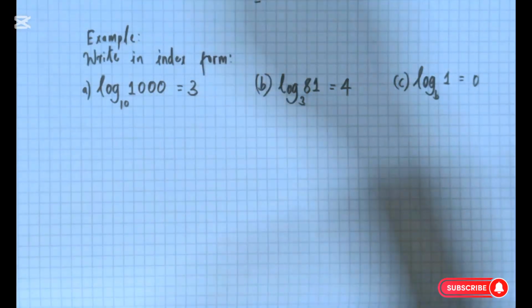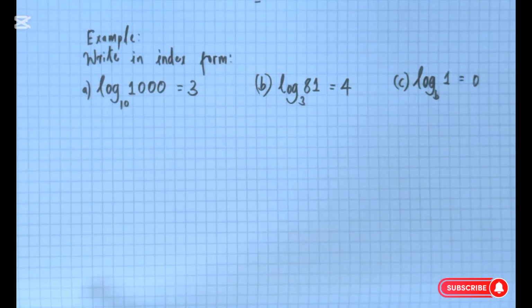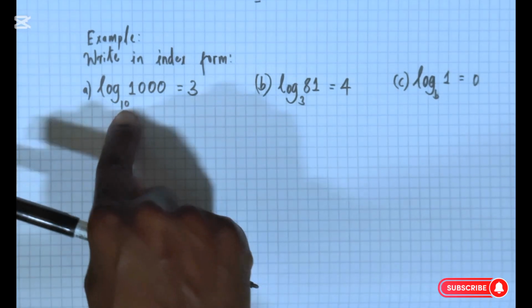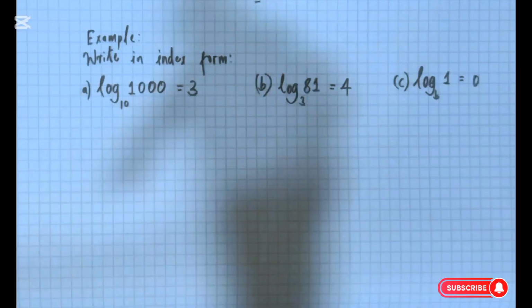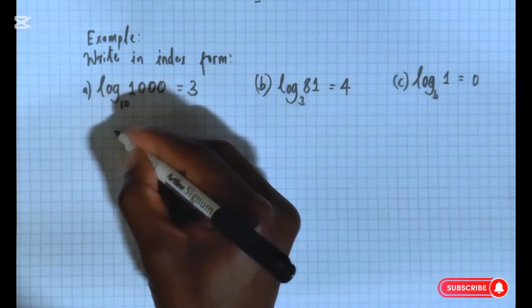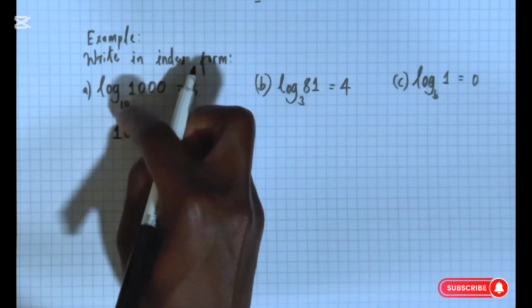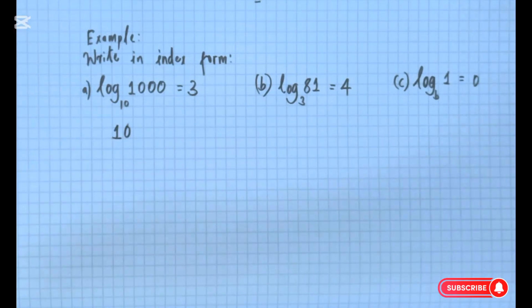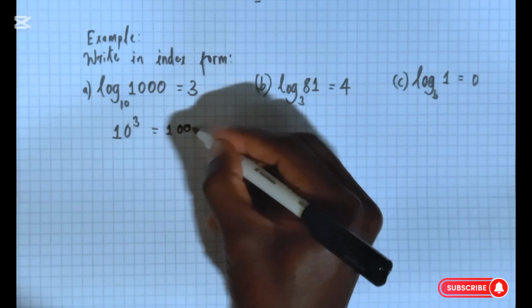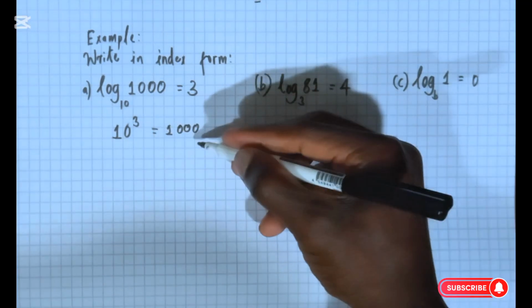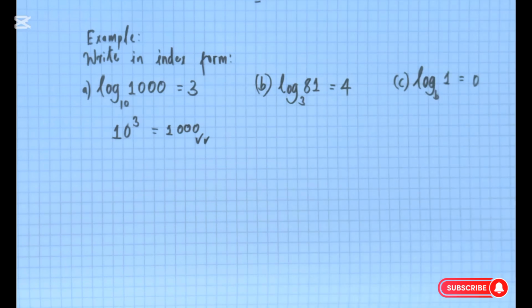When we were looking at the general form of logarithmic notation, we said that the subscript, in this particular case 10, would form our base. So we know it would be 10 raised to 3. We expect that 10 raised to 3 is what will give us 1000. So the index notation for this particular problem, starting with the base, which is 10, raised to 3, will be equal to 1000. That will be the index notation for that problem.